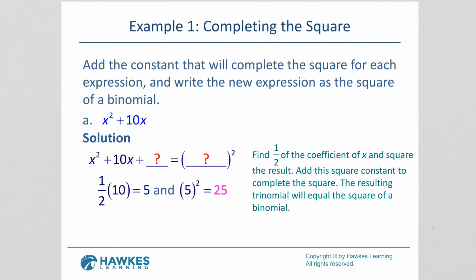We're going to take half of our x term. The coefficient there is 10. 1/2 of 10 is 5. And then 5 squared is 25. And that's what we're going to put. We're going to add 25. x squared plus 10x plus 25 ends up factoring into x plus 5, that quantity squared.